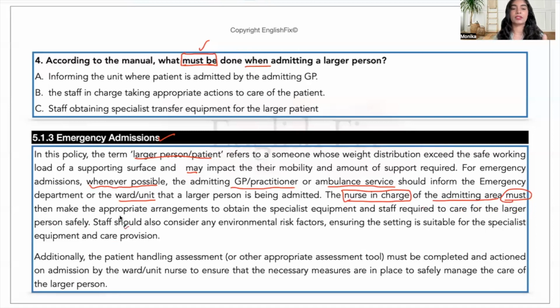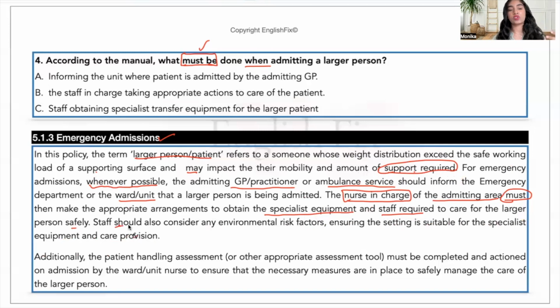They must then make the appropriate arrangements for a larger person to obtain the specialist equipment. Equipment is any kind of instruments, and staff which is required to care for the larger person safely. So this is going back to the same sentence. Support is in the form of the staff. Supporting surface is in the form of the specialist equipment part. Good. They are saying the same thing again here, right?